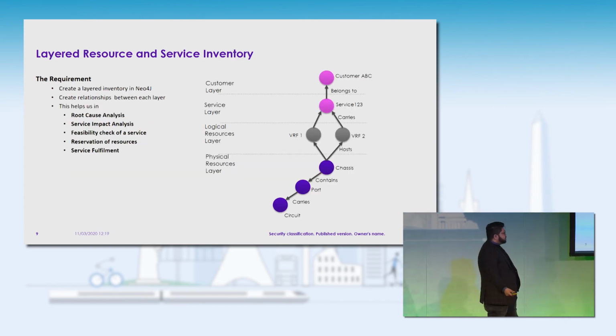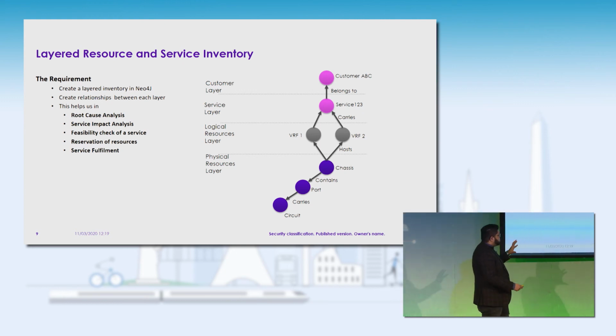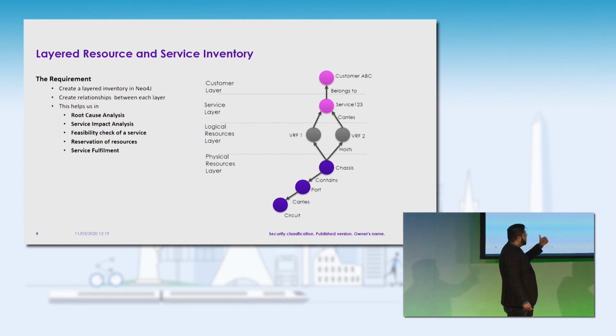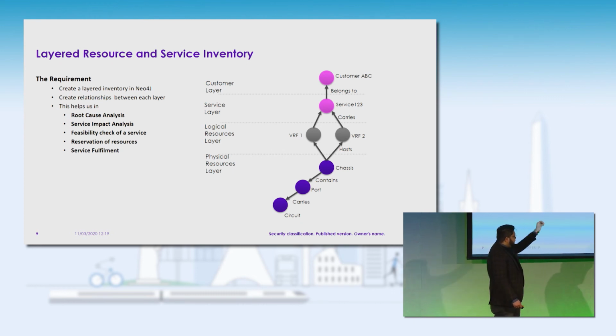The second one, I talked about the layered resource and service inventory. What we did in Graph is we created a physical resources layer, which has things like chassis, ports, and circuits, and defined the relationships between them. A chassis contains many ports, which carry circuits, etc.